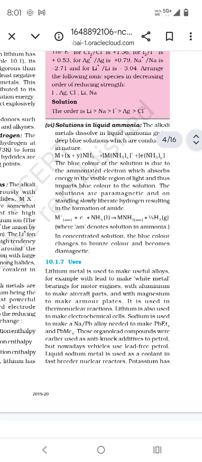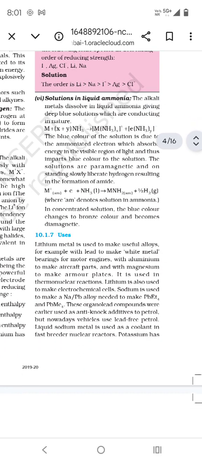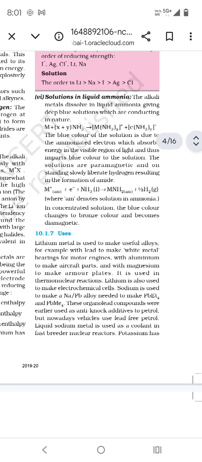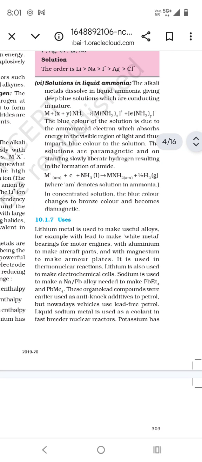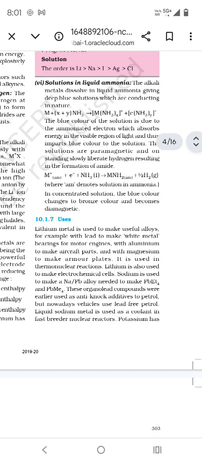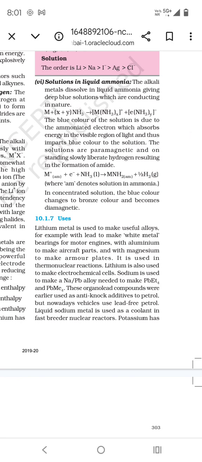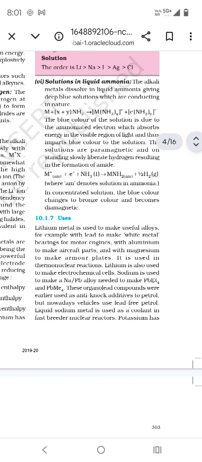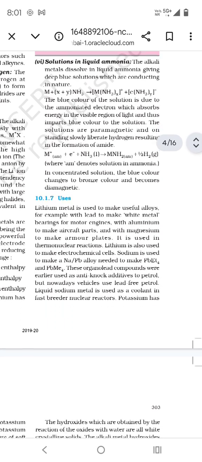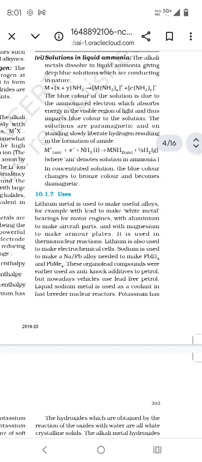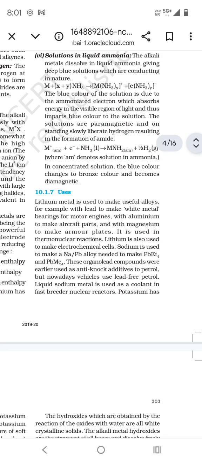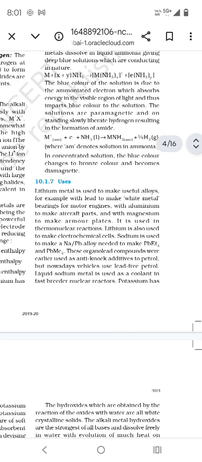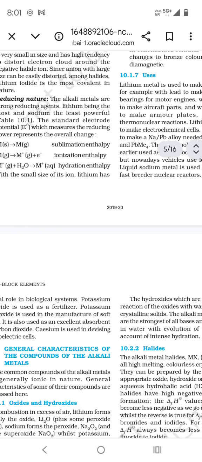Solutions in liquid ammonia: the alkali metals dissolve in liquid ammonia, giving deep blue solutions which are conducting in nature. The blue color of the solution is due to the ammoniated electrons, which absorb energy in the visible region of light and thus impart the blue color to the solution. The solutions are paramagnetic and on standing slowly liberate hydrogen, resulting in the formation of amides.